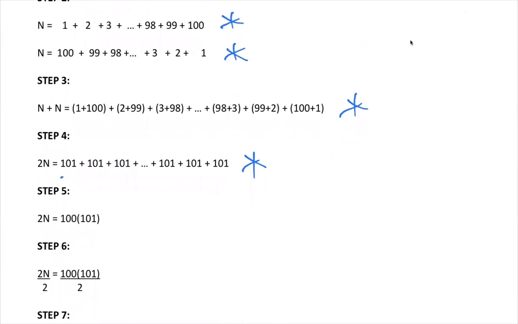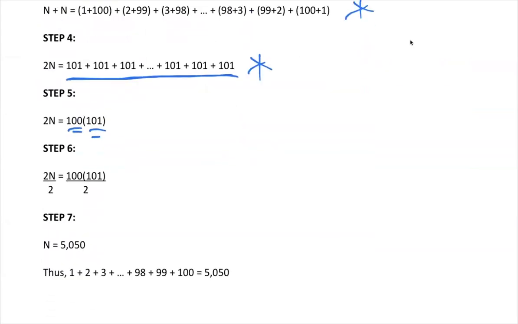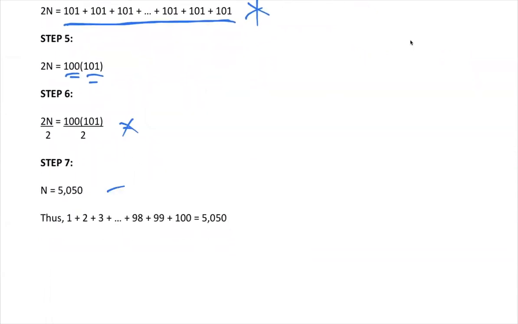And then how many of those do I have? How many 101s are there? Well, I know how many numbers I started with because I added consecutively 1 through 100. So there's 100 numbers. So 100 added to itself that many times is 100 times 101. Finally, divide both sides by 2 and calculate. Okay, so now we see that that's actually faster than putting it all into my calculator. The sum from 1 to 100 is 5,050.